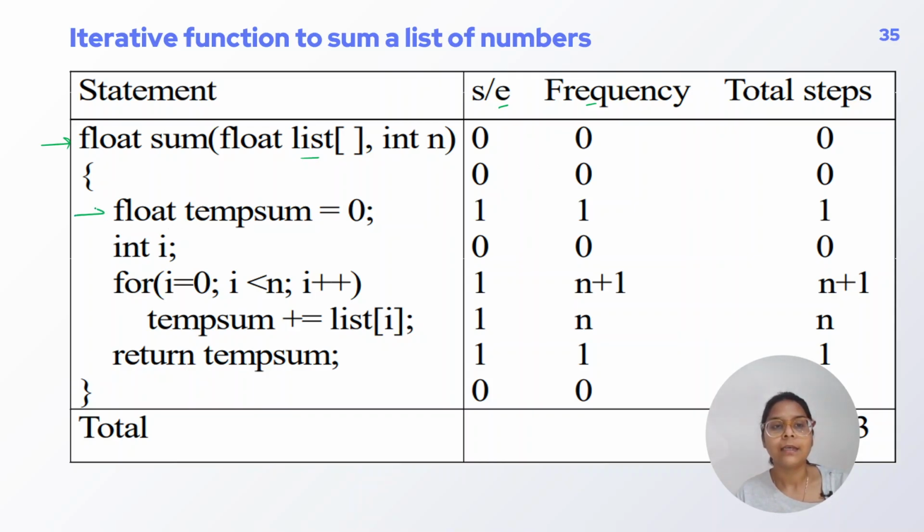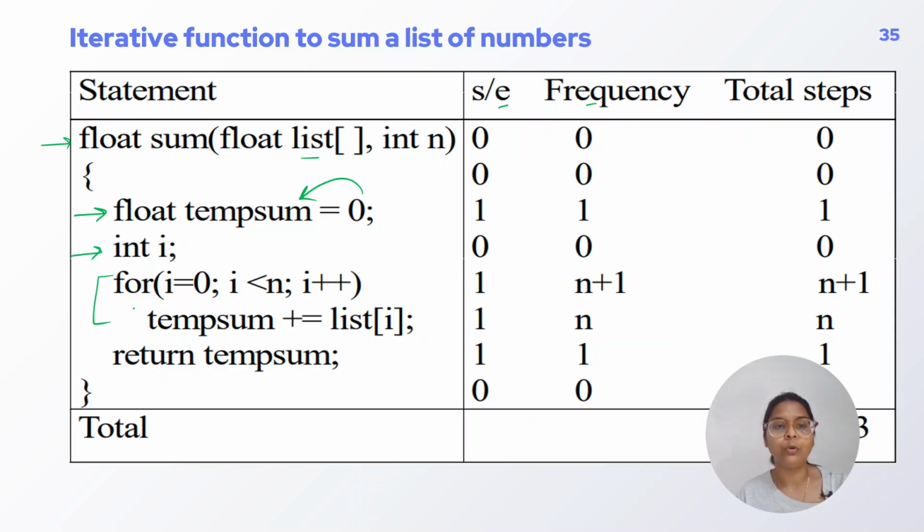Now this is a float variable declaration as well as an assignment. You are assigning the 0 value to temp sum. Then it will take constant time, which is 1. This is simply a declaration, so it will be 0.